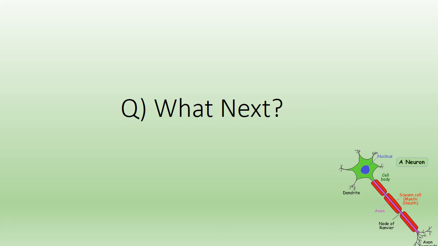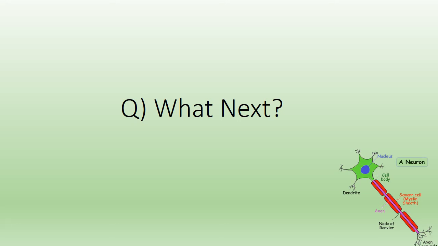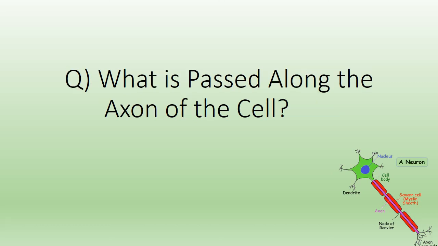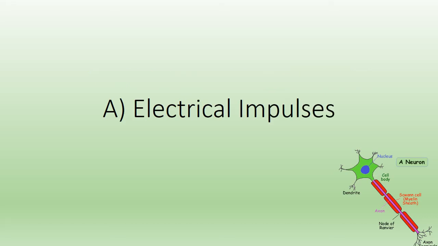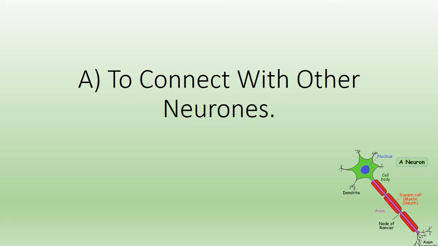What's next? Message passes along motor neuron. What's next? Message reaches muscles and muscle contracts. What is passed along the axon of the cell? Electrical impulses. Why do neurons have branch endings? To connect with other neurons.